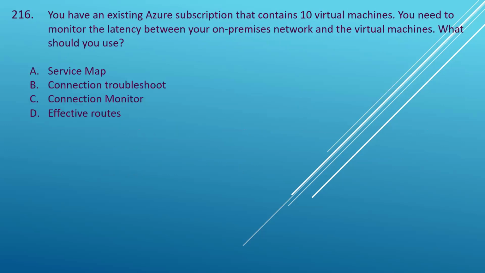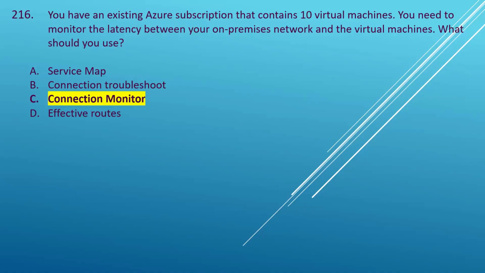Question number 216. You have an existing Azure subscription that contains 10 virtual machines. You need to monitor the latency between your on-premise network and the virtual machines. What should you use? Your options are service map, connection troubleshoot, connection monitor, effective routes.